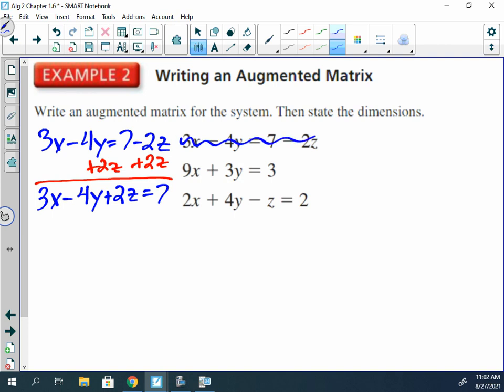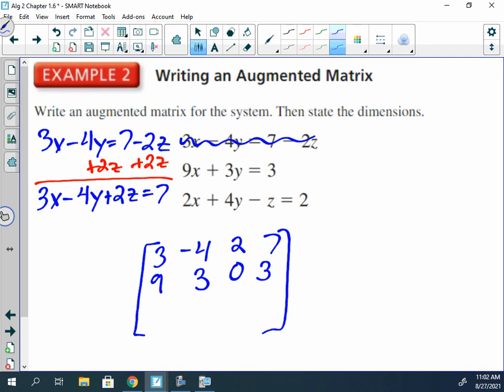We're not using that anymore. So now are they all in standard form? For the most part, yes, because we have x, y, z, x, y, x, y, z. So let's write the first one. So our first row would be... next one. 9, 3. Since the second one doesn't have a z, we have to fill it in with 0.